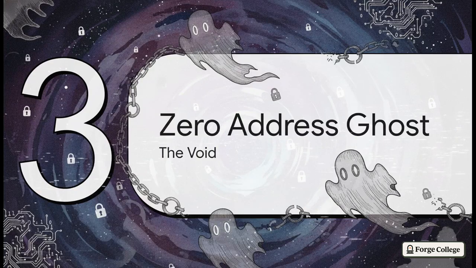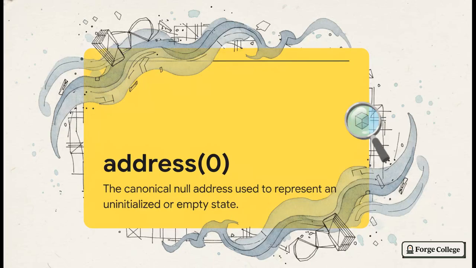Section 3. The zero address ghost, the void. Let's transition to a slightly spookier concept here, uninitialized state. I want you to meet address 0, often written as address(0). This is the canonical null address. It's essentially the ghost in the machine. You see, when you declare an address variable in storage, but you haven't actually assigned a value to it yet, the EVM just defaults it to address 0. It represents a missing participant, or just a completely uninitialized state.